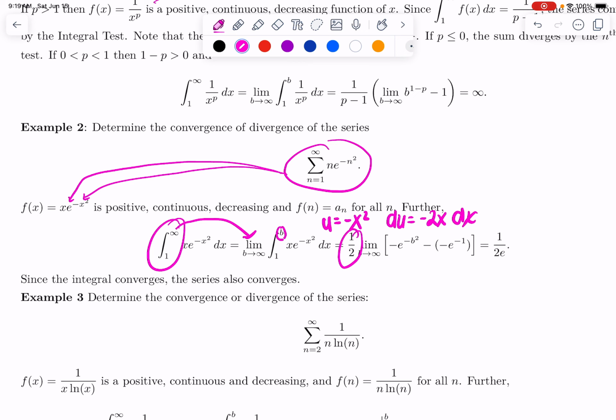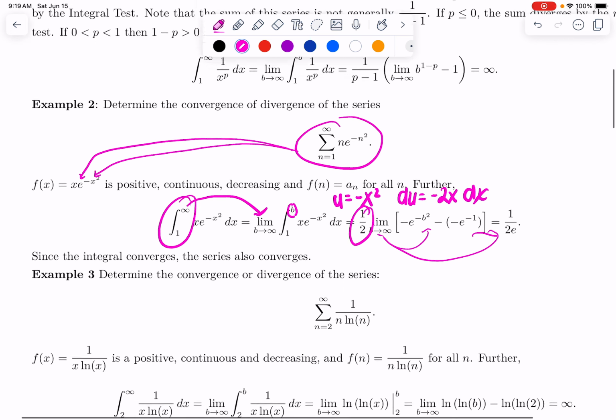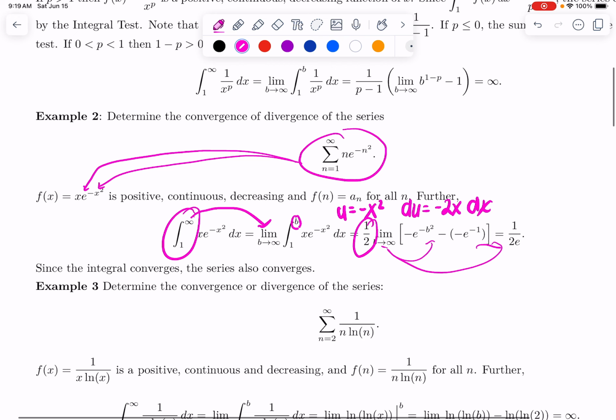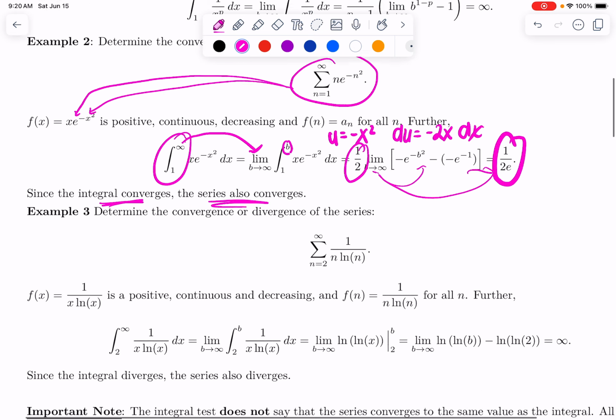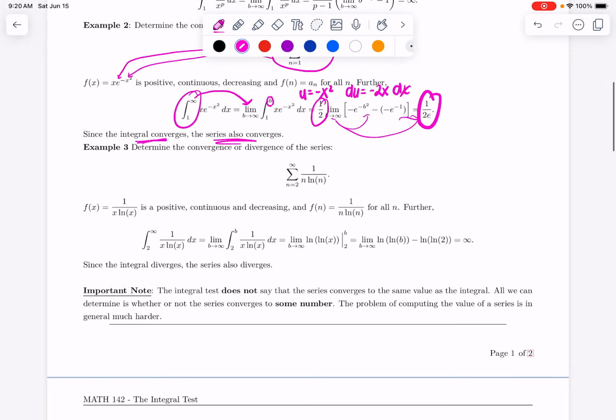And then from there, you're plugging in your bounds. So you would plug in b and then subtract the lower bound of 1. And then from there, you would simplify and get 1 over 2e, okay? Since this is a finite term, meaning it's not infinity, I would explain that the integral converges, and therefore the series also converges. So I would go through a couple more examples with that.